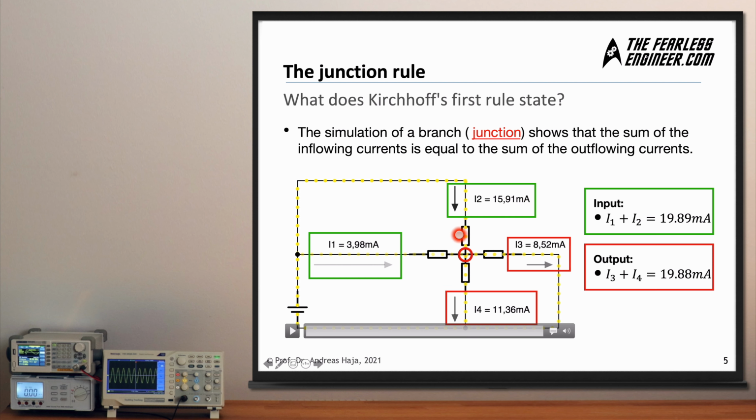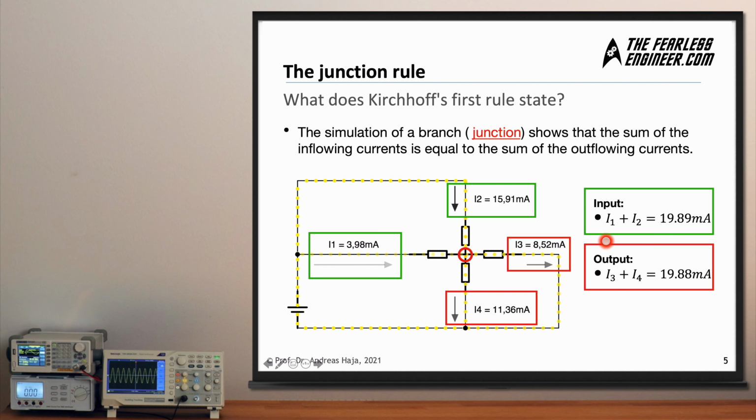And at this junction point in the middle, we have four branches meeting. We have two branches with incoming currents, which is the left one and the topmost one here, and we have two branches moving out of this junction point, one to the right and one to the bottom. The right one here is at 8.5 milliamps current outbound, and the lowest one here is 11.36 milliamps, also current flow outbound, and the other ones, the green ones, have an inbound current flow.